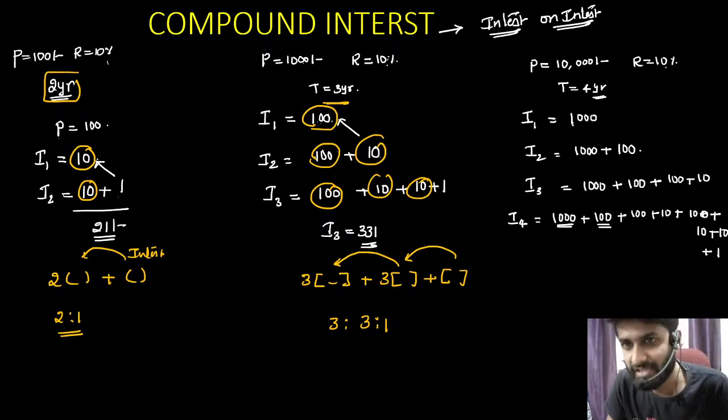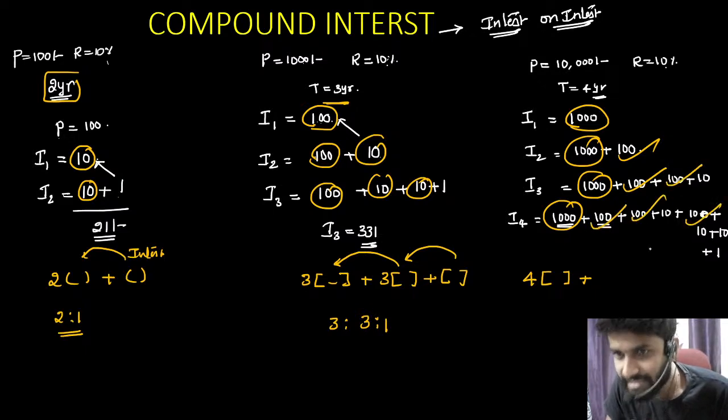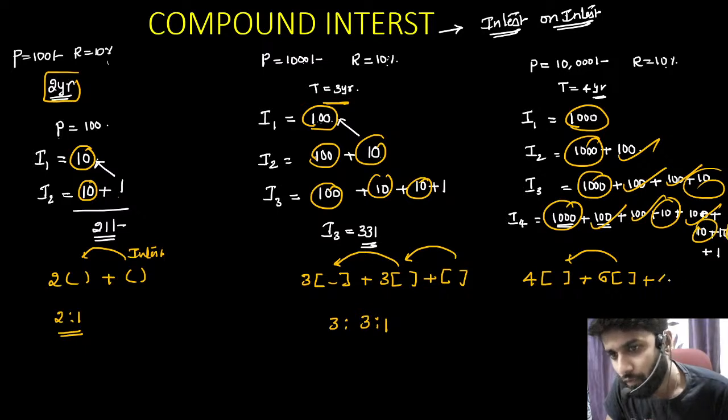Now if you observe these, guys, how many thousands are there? 1, 2, 3, 4 thousands, means 4 into interest plus, again how many hundreds? 1, 2, 3, 4, 5, 6. So 6 into previous interest plus, again how many tens are there? 1, 2, 3, 4. 4 into previous interest plus interest. So this is the value.